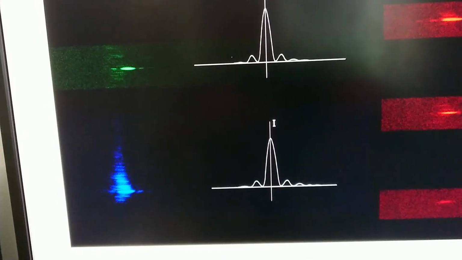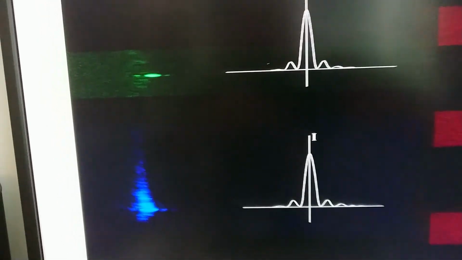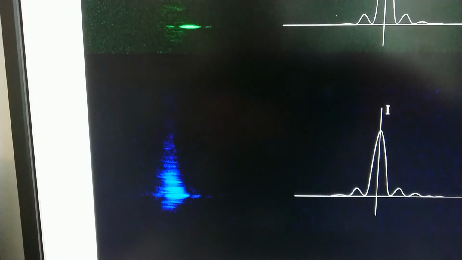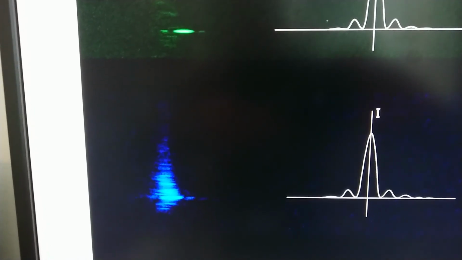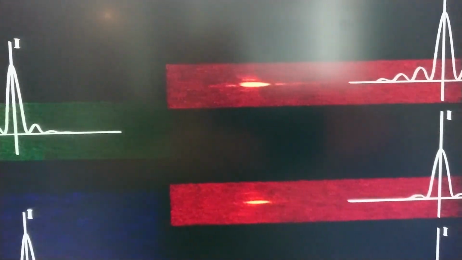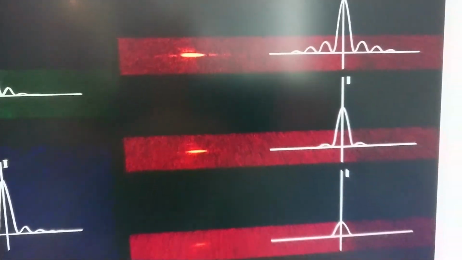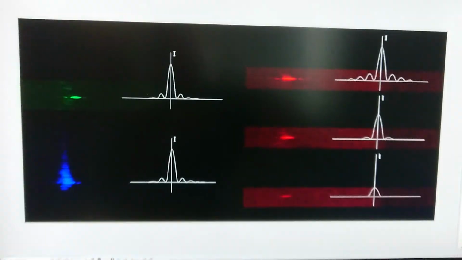And as you may see, this is the slit, and the central band, the zero-order light band, is shifted to the right. The same for the green, but for the red, this is less.